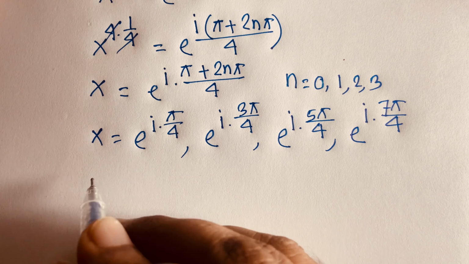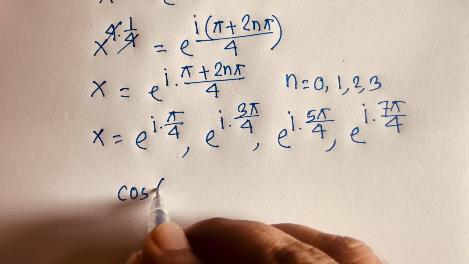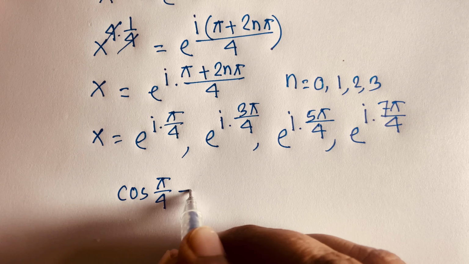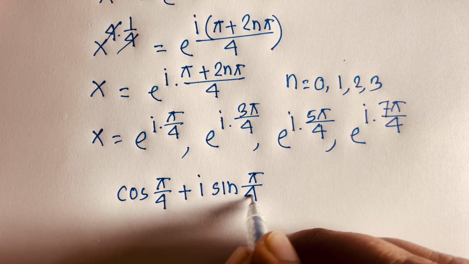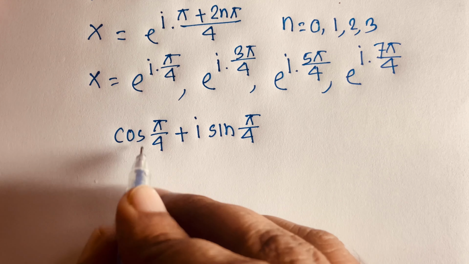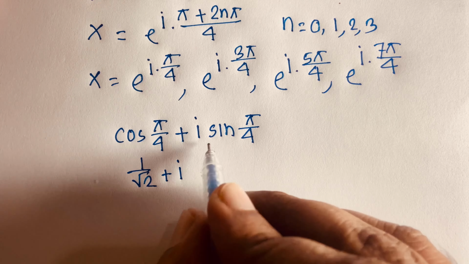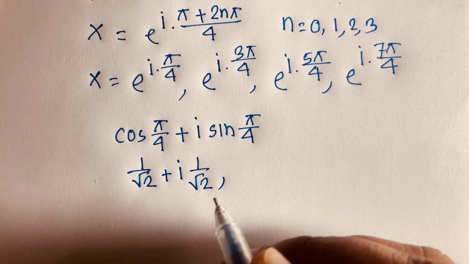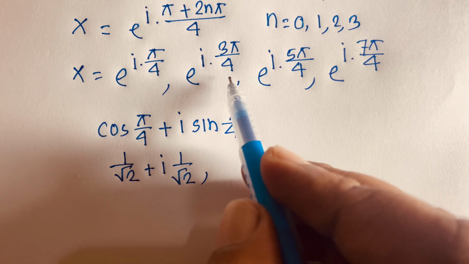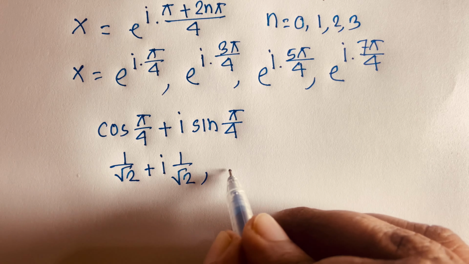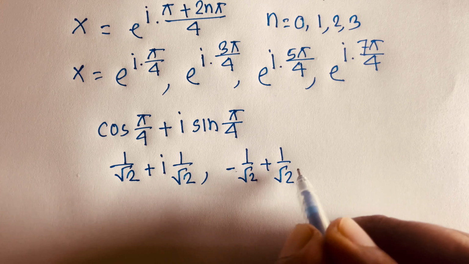Then we know that this is cos theta plus i sin theta, and theta is pi over 4. So we'll find out the value is 1 over square root 2 plus i times 1 over square root 2. And again if I put 3 pi over 4, we'll find out minus 1 over square root 2 plus 1 over square root 2 i.